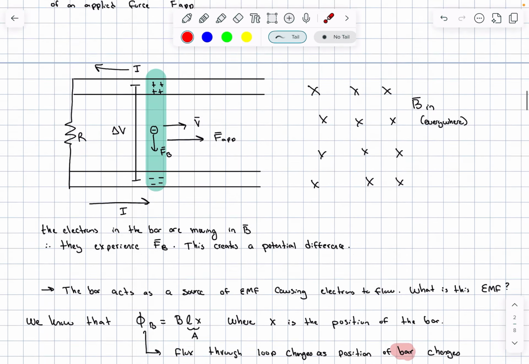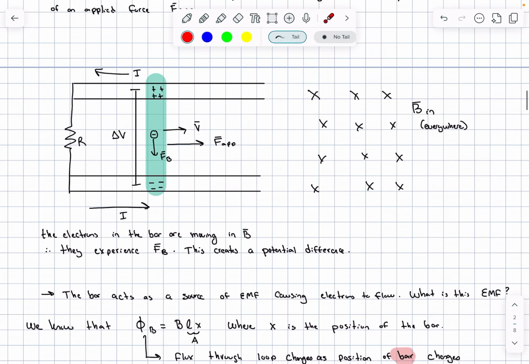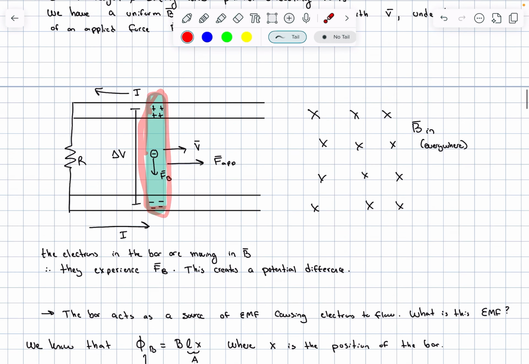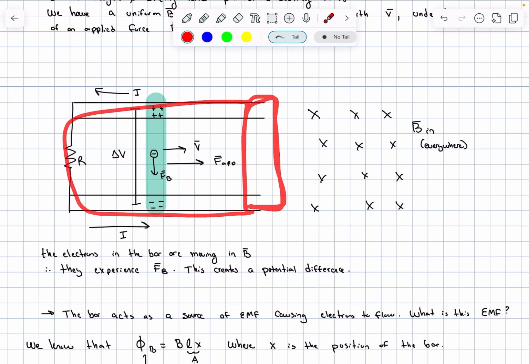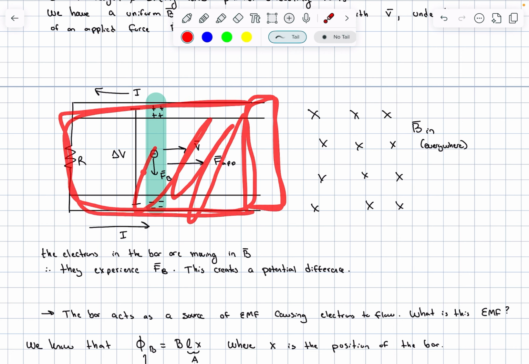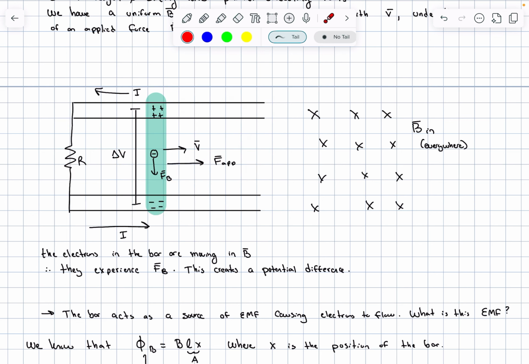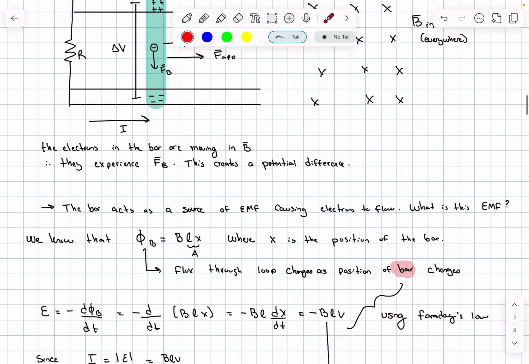What is the area? The area depends on where this conducting chunk is, right? Because if it's down here, the area that's enclosed by the circuit is this region, so it's all of this. So we're going to call X the distance from here to where this conductor is. Then the flux is equal to B times L times X, where X again is just the position of the bar.